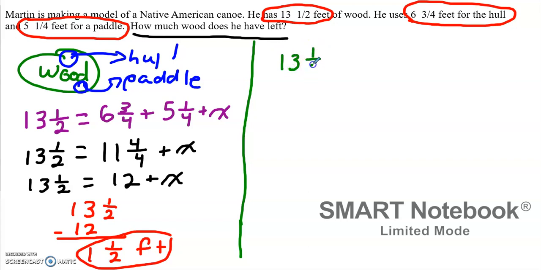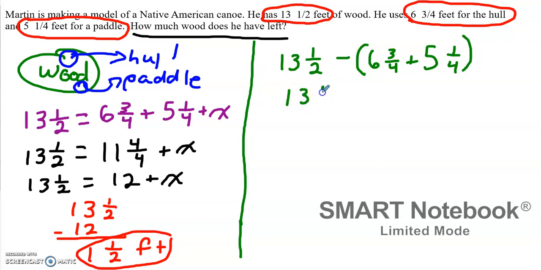So I could do the 13.5, and I'm going to subtract what I took out. What did I take out? This is where I add my parentheses. Well, I took out 6 3/4 for the hull and 5 1/4 feet for the paddle. So I would add them together in the parentheses to do that first, right? And again, this is the same adding as we did before. We don't change the 13.5, so we keep them the same. And I could draw out the parentheses once I add.